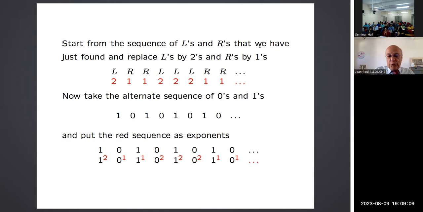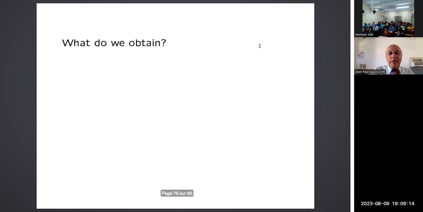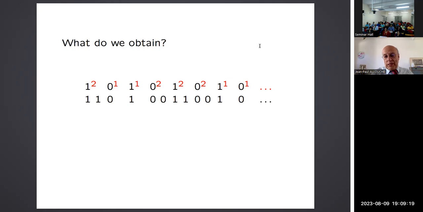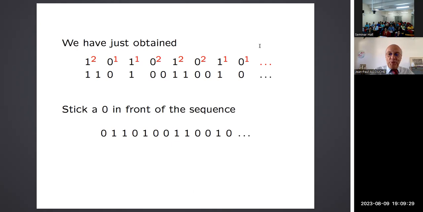So the sequence you obtain is this one. If you put a zero in front of the sequence, what do you get? You probably recognize the Thue-Morse sequence, which, as I said, is ubiquitous.